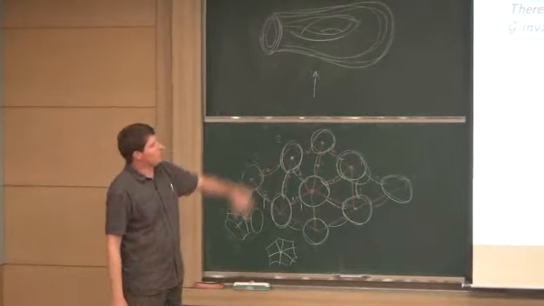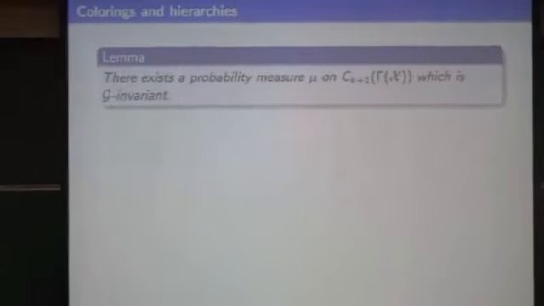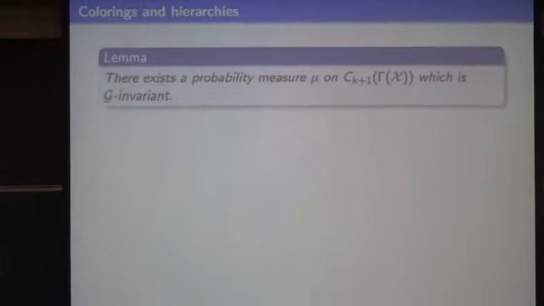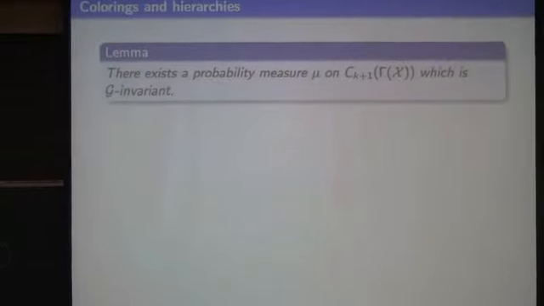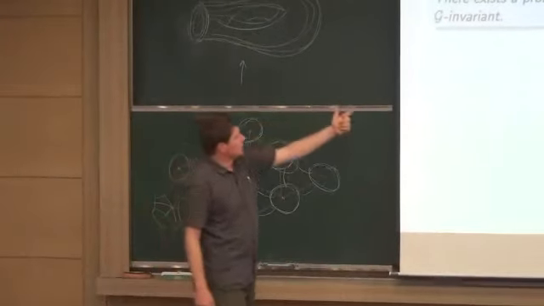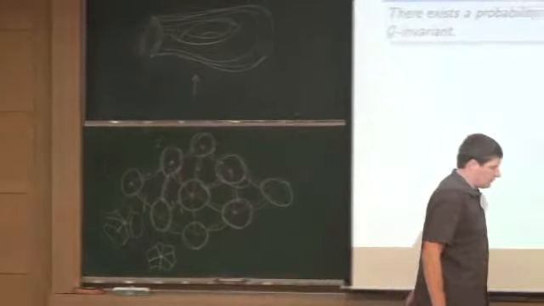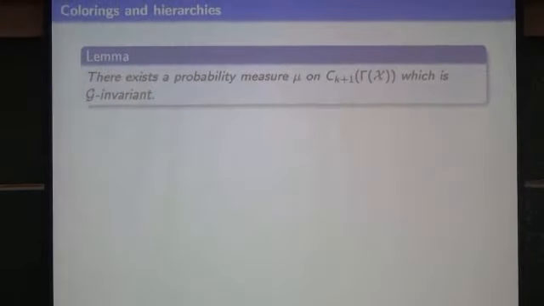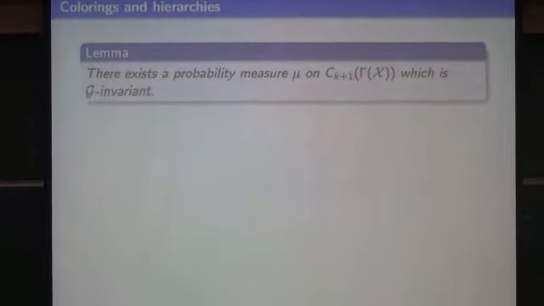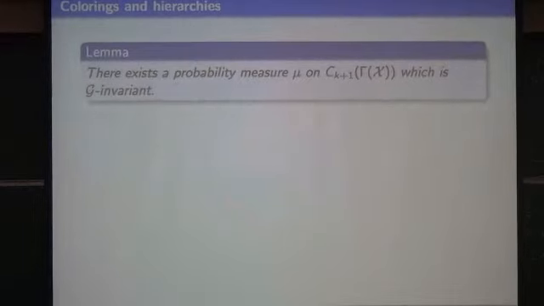To do this, I need to use a little technical thing, which is a probability measure. So there exists a probability measure mu on C_{k+1} of gamma of x, which is G invariant. I said I can color this covering space with k plus 1 colors, but this is a stronger thing. It's saying that I can do it in such a way that there's a measure on the space of all colorings with k plus 1 colors, which is equivariant with respect to the covering translations.